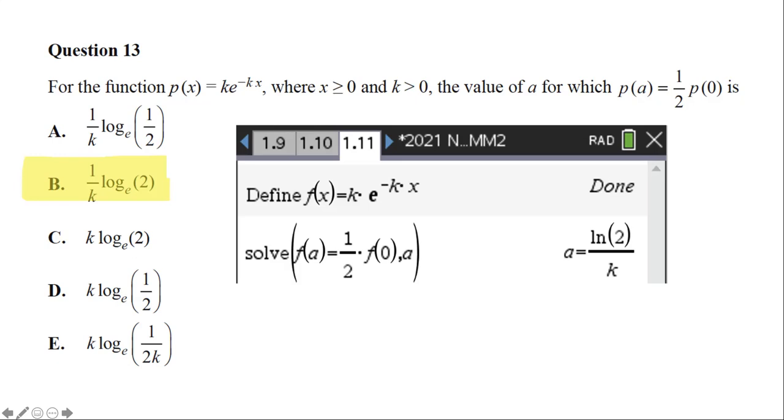Then you just use solve with the given condition here. For which variable? For A, because we want to find the value of A. So the output returns natural log 2 over K, which means B is your correct option.